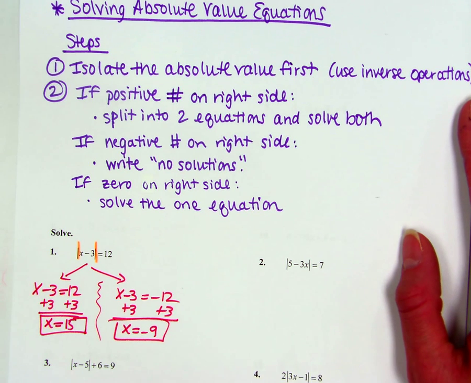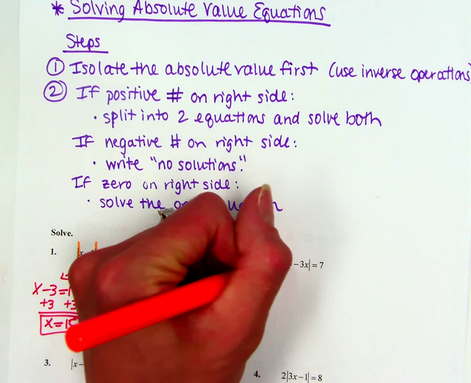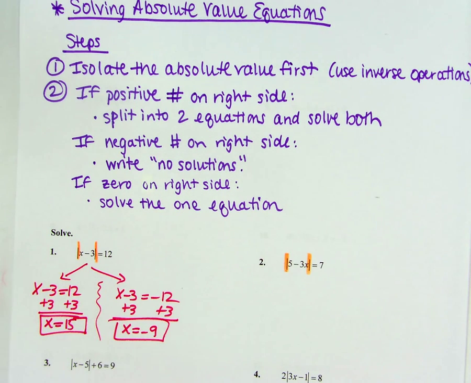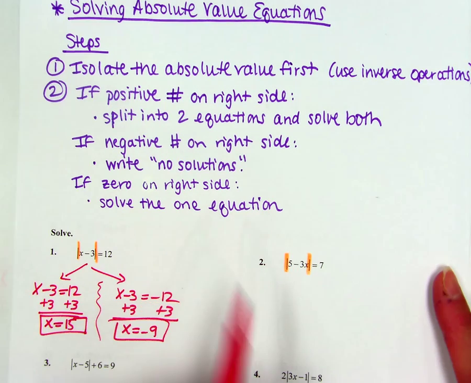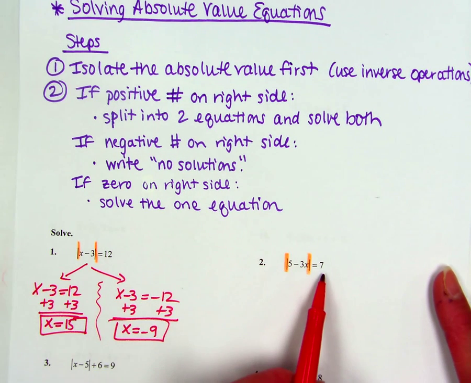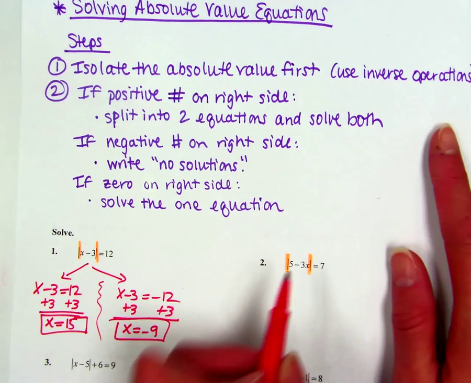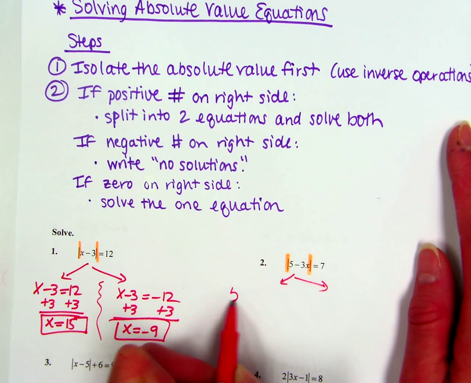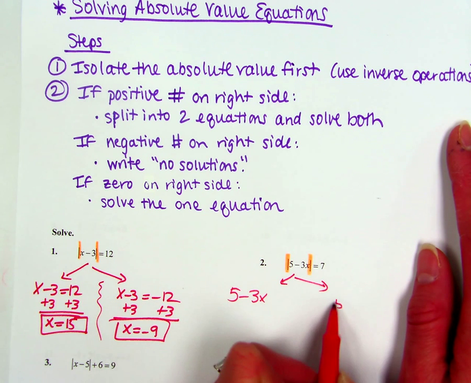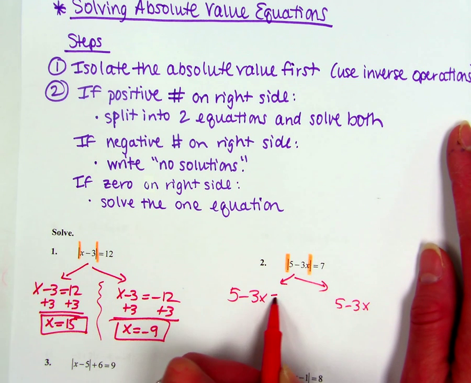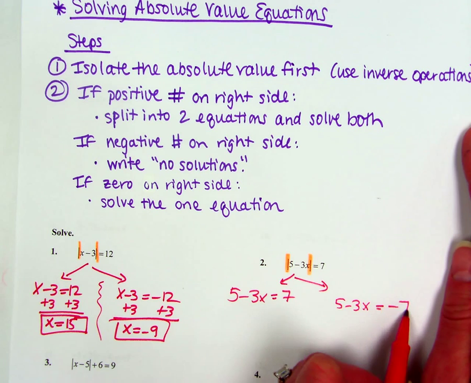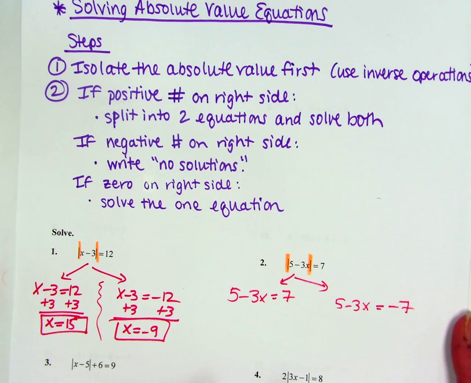All right, problem number 2. Is the absolute value the only thing on the left side of the equation? Yep. So I can skip step 1. Now I look at my number, 7. Is it positive? Yes. So since it is, I'm going to split it into two equations. They both say 5 minus 3x. One time it's going to equal 7. One time it's going to equal negative 7.